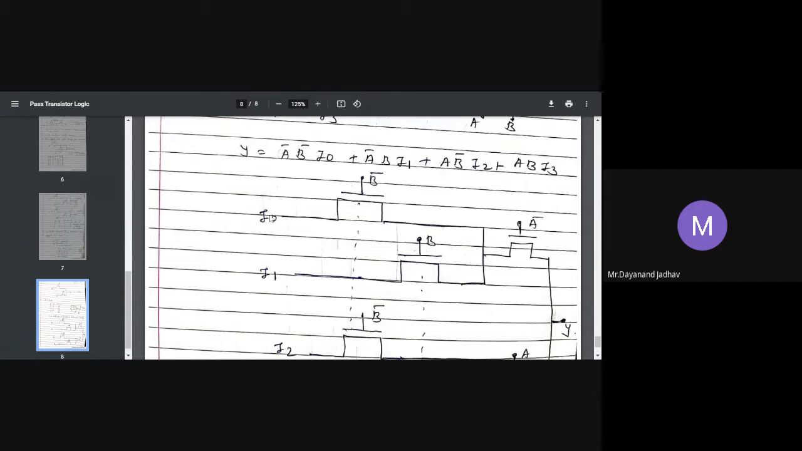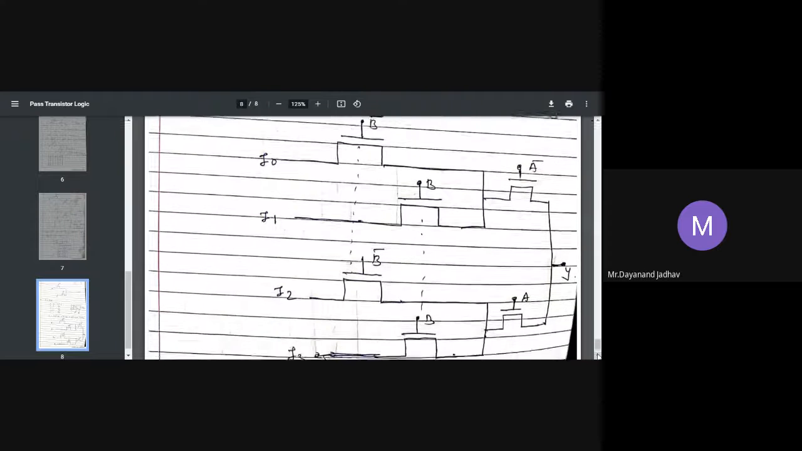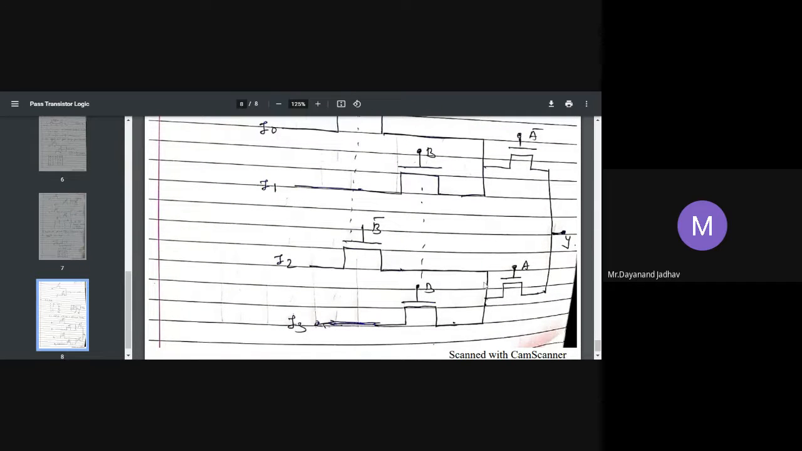So that is I0 B bar, I1 B in the second transistor logic. For the third, B bar is the control signal, control line, gate line, I2 and B I3. For the fourth, A bar is common in both, therefore we can consider it as A bar here. And here A is common, so we can consider it as another NMOS and A.